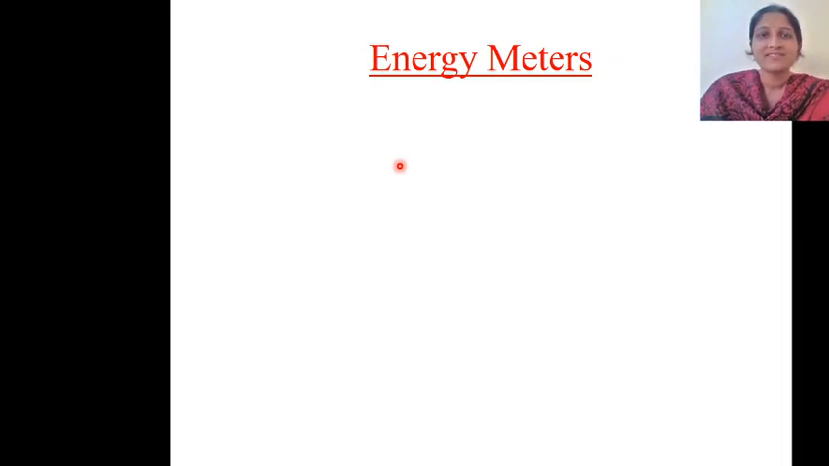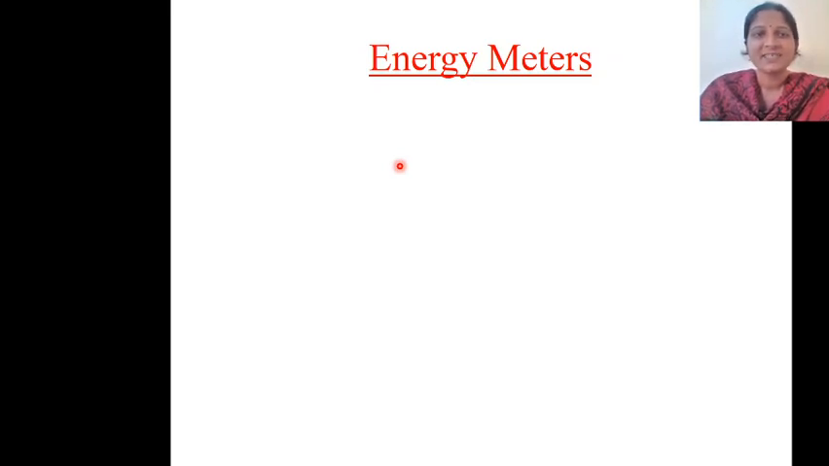Suppose on the first day the energy consumed was 12 kilowatts, and the next day it is another 12. It has to be 12 plus 12. That means it should be an integrating instrument. What is an integrating instrument? It means the reading recorded today should be added to the reading recorded yesterday. That is called an integrating instrument. So the energy meter is an example of an integrating instrument which is used to record energy.